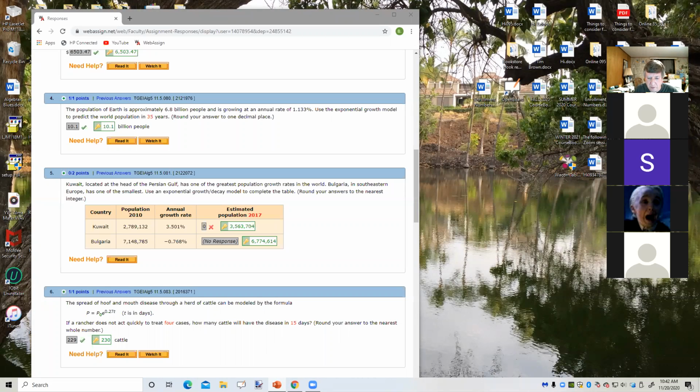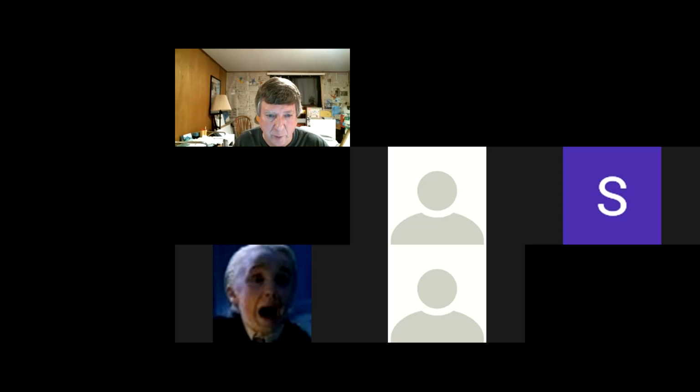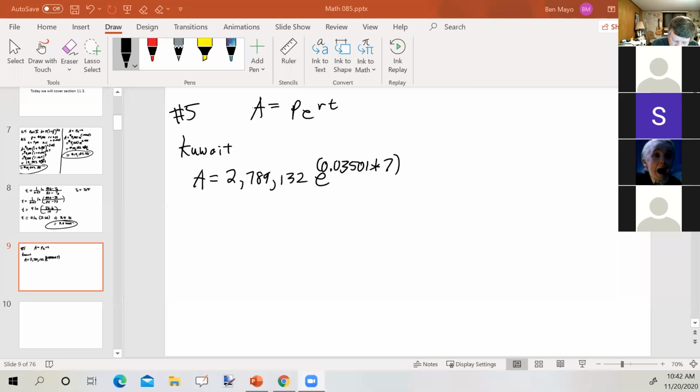So what our formula is going to look like when we put all the numbers in: A equals the initial population, the growth rate converted to a regular number, and the time, 7 years. I could pre-multiply the 0.03501 times 7, or I can just make sure I put parentheses around the whole exponent. So 2,789,132 times e to the (0.03501 times 7).